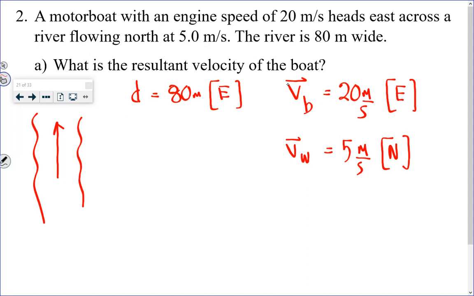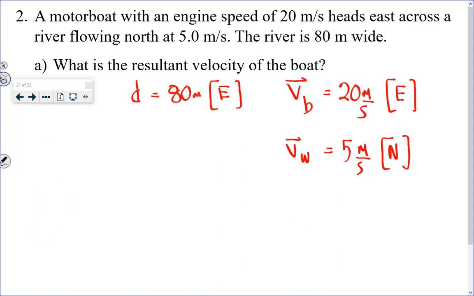The boat starts here and moves to the east across the river. So that 80 meters is a displacement east. Let's keep that in mind. Now let's answer part A of the question. What is the resultant velocity of the boat?